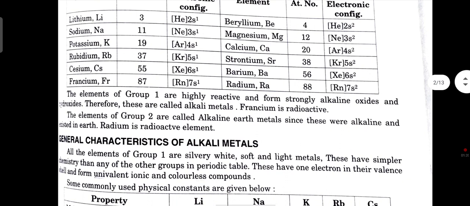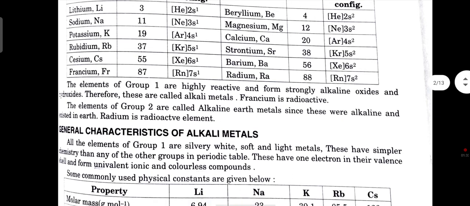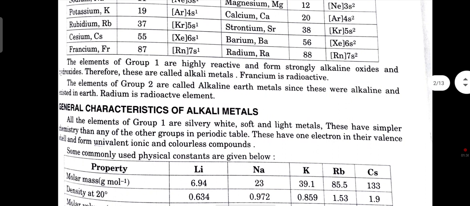Then we come to rubidium, after that cesium and then francium. Francium is a radioactive element. The elements of group 1 are highly reactive and form strongly alkaline oxides and hydroxides. Therefore, they are called alkali metals. Francium is a radioactive metal. The elements of group 2 are called alkaline earth metals since they are alkaline in nature and exist in the earth. Radium is a radioactive metal.